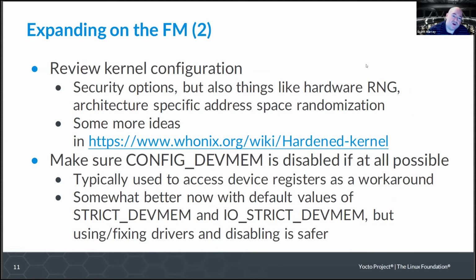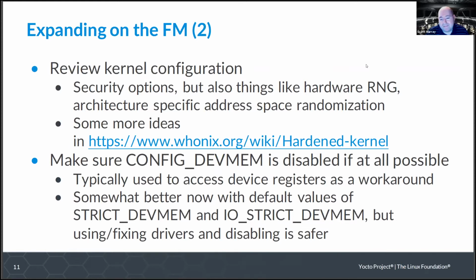Next thing would be to review your kernel configuration. So there is a security menu in the kernel config, which has options there. But there's also hardware random number generator support that's architecture specific, as well as address space randomization options, those are typically architecture specific. And depending on your evaluation of how sensitive your use cases are, what your security requirements are, you might want to turn on address space randomization.